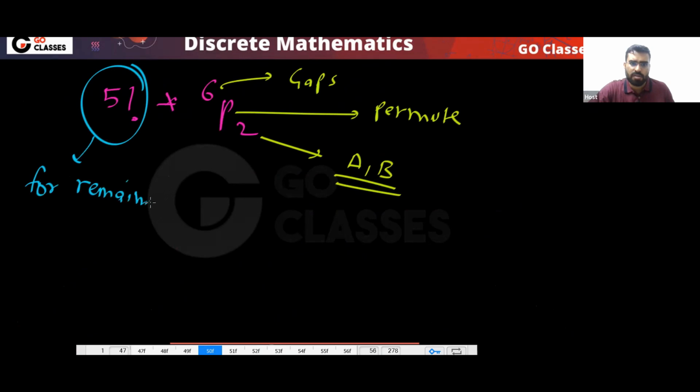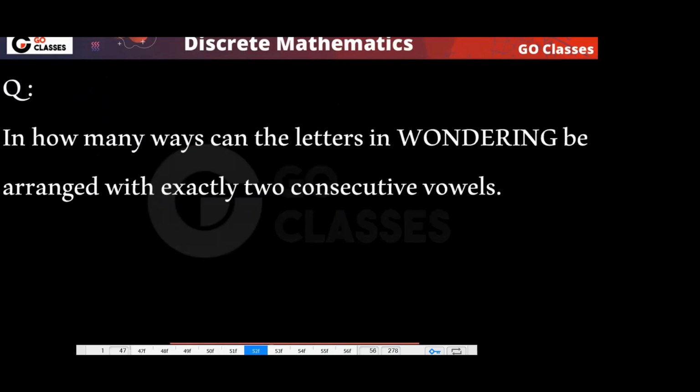This is for the remaining people. There are 6 gaps. In these 6 gaps, you can select 2 gaps and you can permute. Tell me what is the answer here.